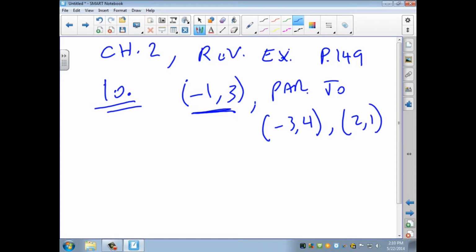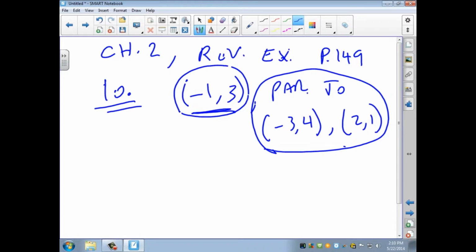Okay? So first we have to find this line, at least the slope of this line, and then find the equation for the line that goes through this, and it has the same slope as this one, which would be parallel to each other. So what we have to do is, for this line, the first one that would be parallel to it, we have to find the slope.